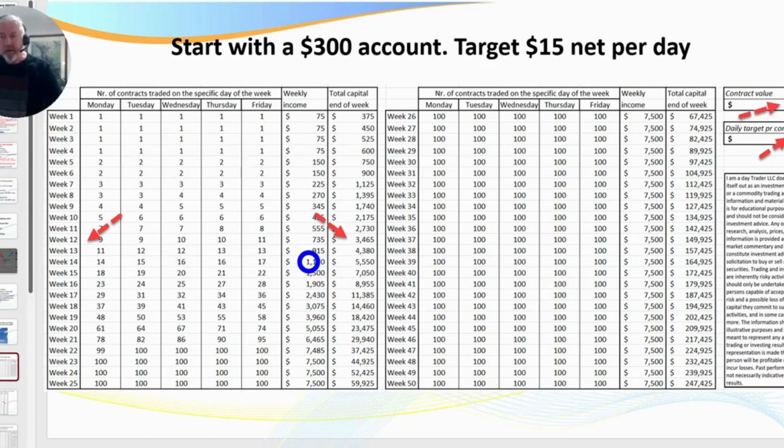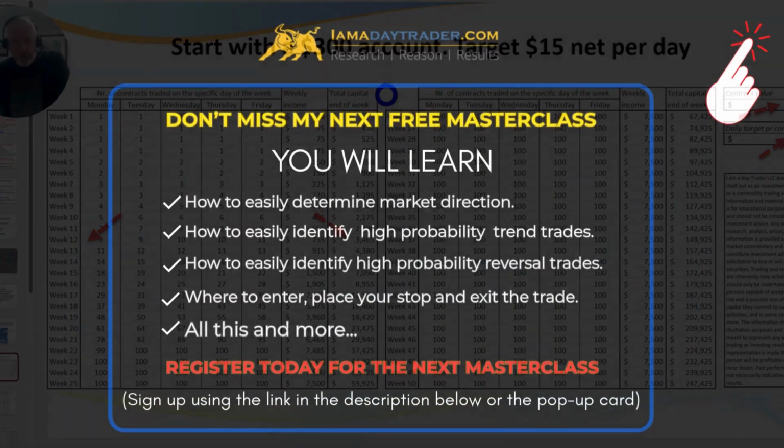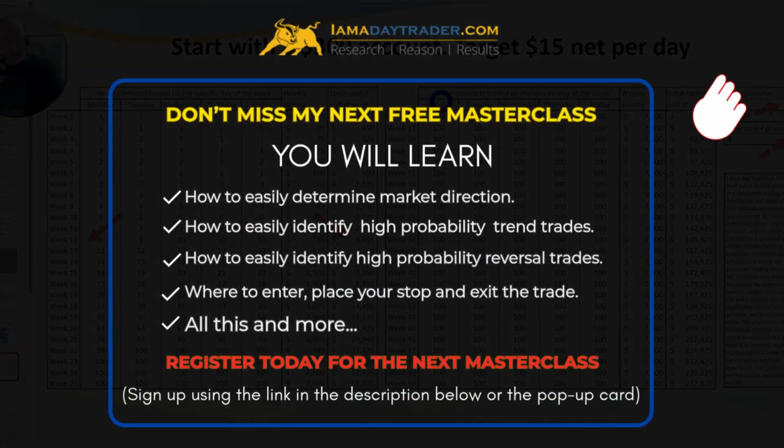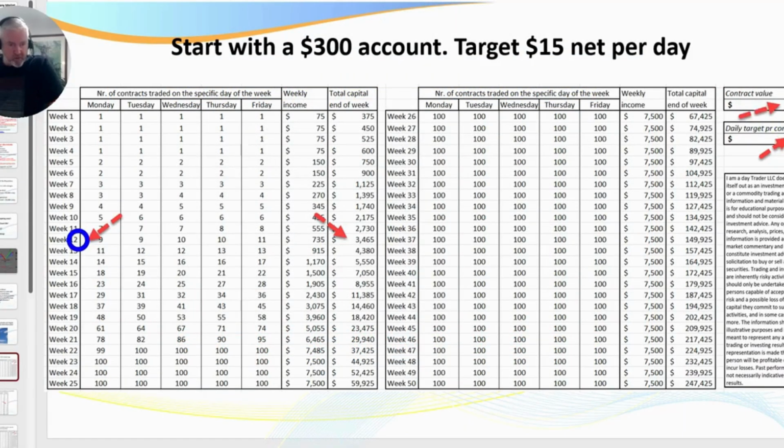So start off with 300 on a micro, in this case on the RTY, and each tick or step, as you'll see in a moment, is worth 50 cents, and we're after 30 steps a day or 30 ticks a day, which is $15. Now what that means is within 12 weeks I now have nearly $3,500 in my account. I can now start trading the big contract.